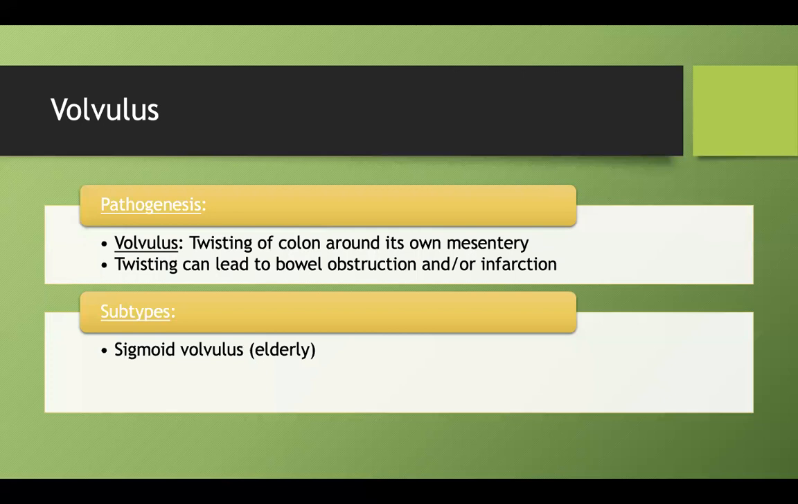There's a few subtypes I want you to recognize. The most high yield by far is the sigmoid volvulus that occurs in the elderly. You can also get cecal volvulus in young adults. And lastly, you can have a midgut volvulus in neonates.